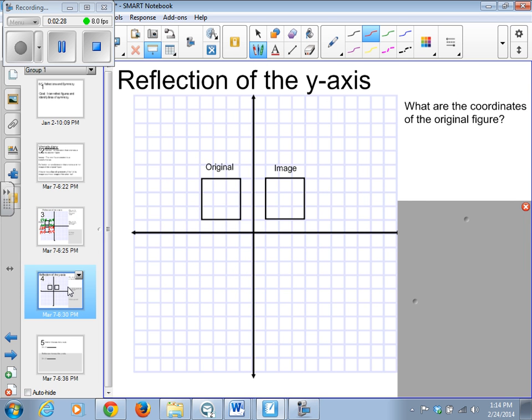So, moving on, we're going to do the same thing again, but this time we're going to be reflecting it across the vertical y-axis. So once again, I'll have you pause the video and go ahead and copy the picture and fill in the coordinates for the original.